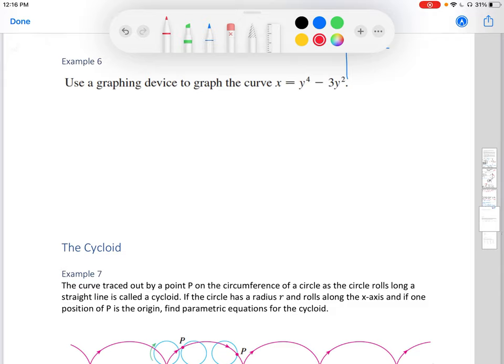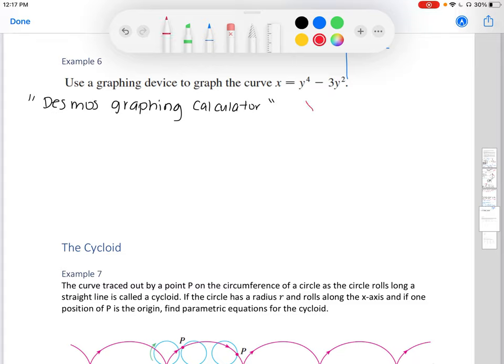Example 6. Use a graphing device to graph the curve x equals y to the 4th power minus 3y squared. All right, in the future, you might see parametric equations, particularly when you go on to your next calculus course, and it might be a bit too complex to graph by hand, which is okay. Let's use our technology. Now, a free online option you have is Desmos. So go on to Google or your favorite search engine and type in Desmos graphing calculator, and that will help you graph just about any type of function, and this search will produce our desired result.